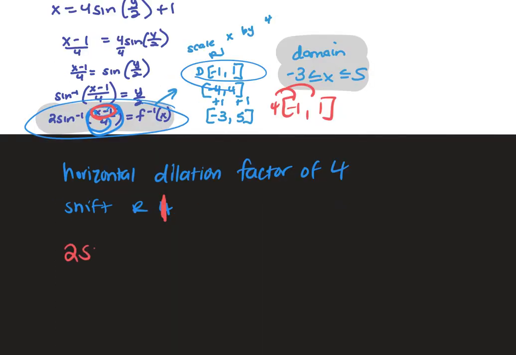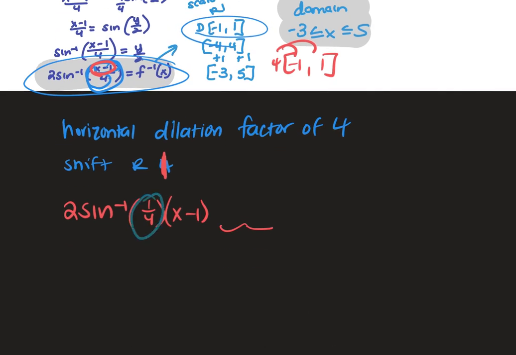So if I did 2 sine -1, it would be 1/4 x minus 1. And then obviously if there was a vertical shift, it'd be here. So then your 1/4 is your stretch factor by 4. And then your -1 is your shift right 1. Yeah, you can keep them separate.